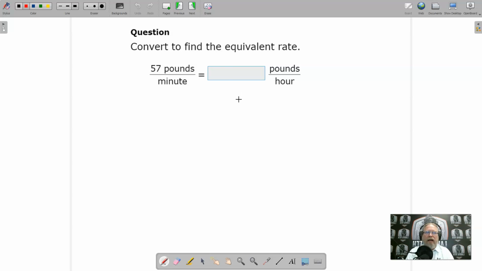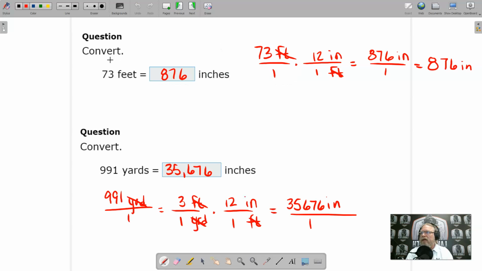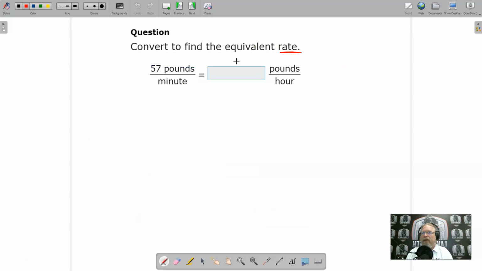All right, now we're getting a little tricky here. Now we're talking about rates, okay? Before, we were just converting the measurements. But this is converting measurements and rates. So now we're going to be dealing with rates. A rate is a fraction in which we have different measurements in the numerator and the denominator. But unlike conversion factors, they are not equal to 1. So they're a little different. So we'll look at how that works.